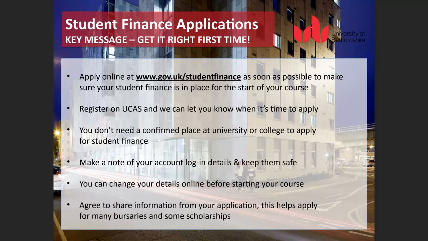Some key points from this slide: you don't need a confirmed place at university to make your student finance application. You just need to know where you want to study. If that then changes, you need to log into your student finance account and update those details. When you register for student finance, you'll be given a customer reference number. You'll be asked to come up with some memorable information and create a password.